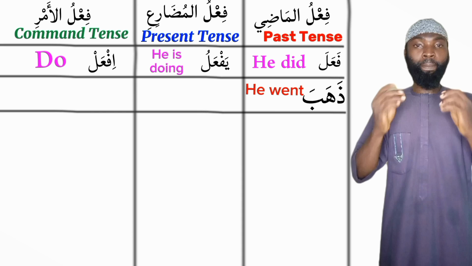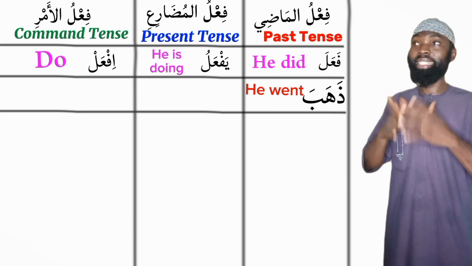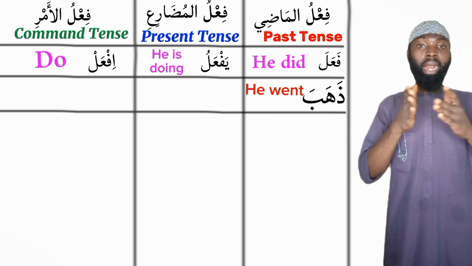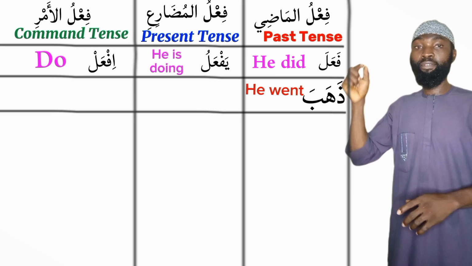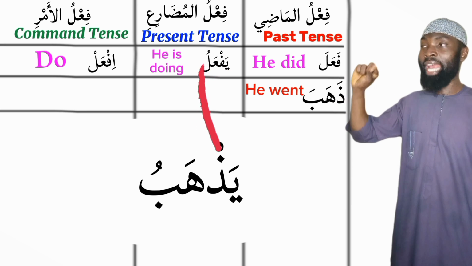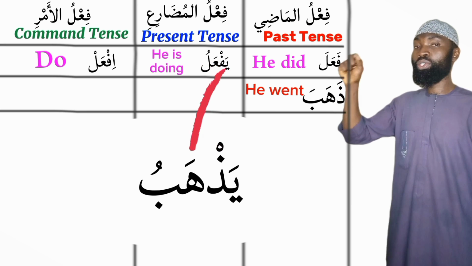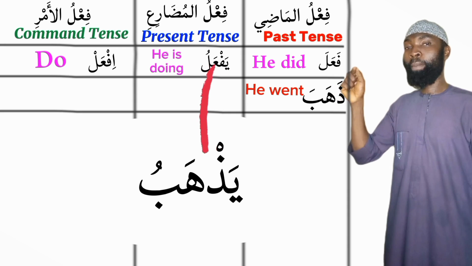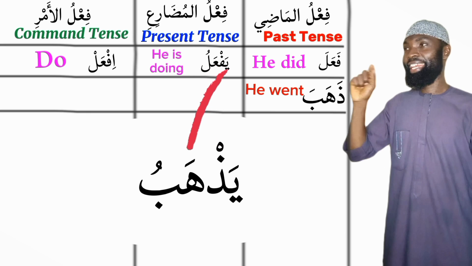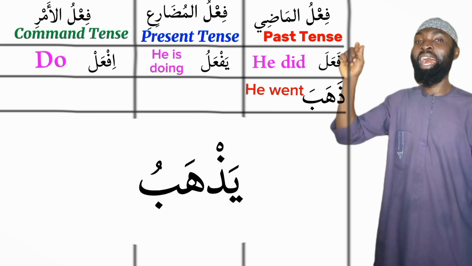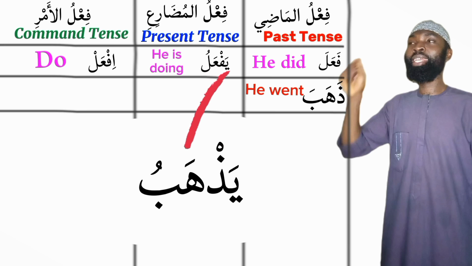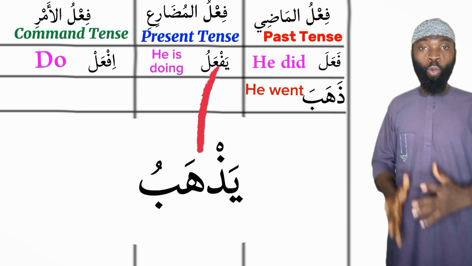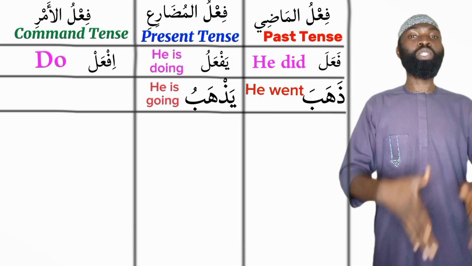Now to form this into the present form, all you need to do is the same thing you did earlier to the word fa'ala, where you got yaf'alu, by simply adding a prefix ya and turning the first letter to sukun. So here you have ya, fatha, then dhal sukun, yadh, then ha fatha, yadha, then ba dhamma, yadhabu. You can see it is similar to yaf'alu. Yaf'alu, he is doing. Yadhabu, he is going. Again, dhahaba, he went. Yadhabu, he is going.